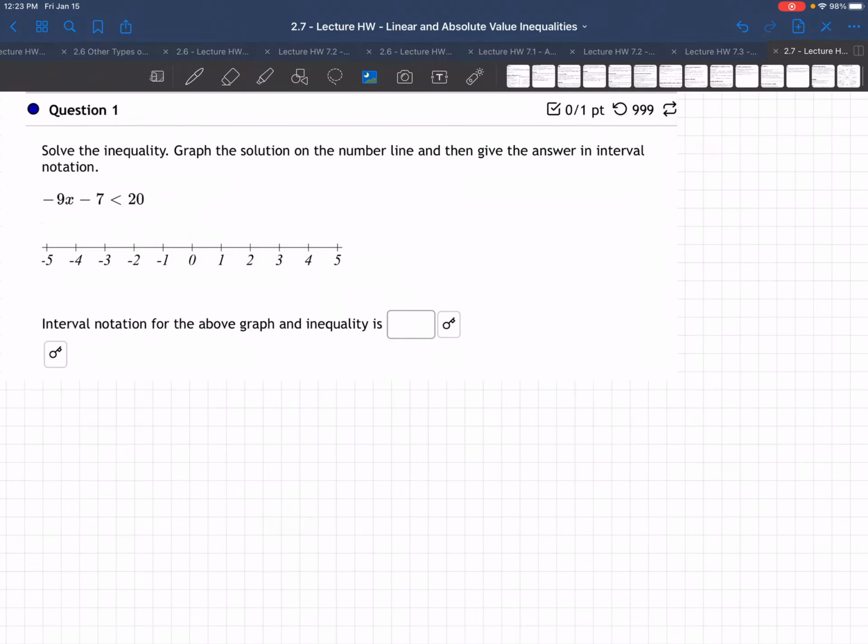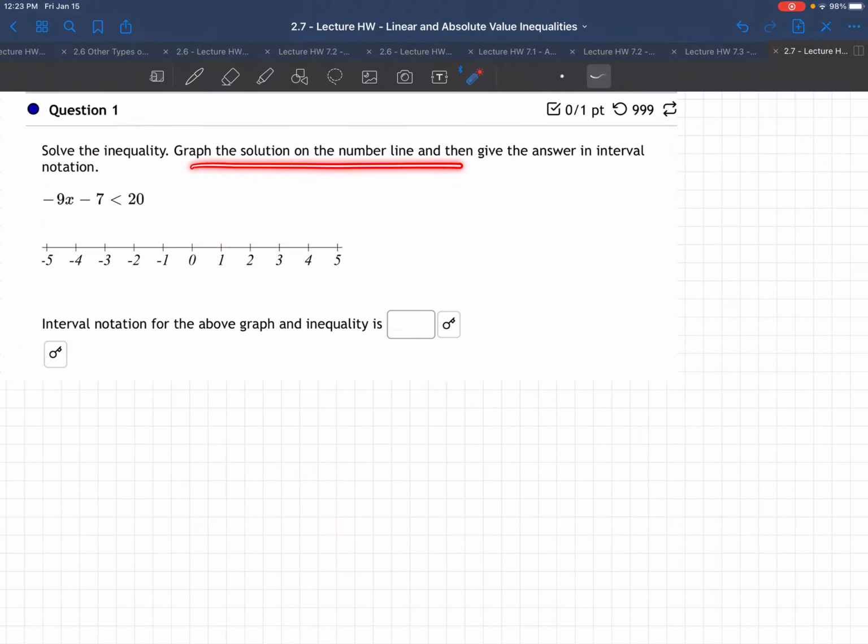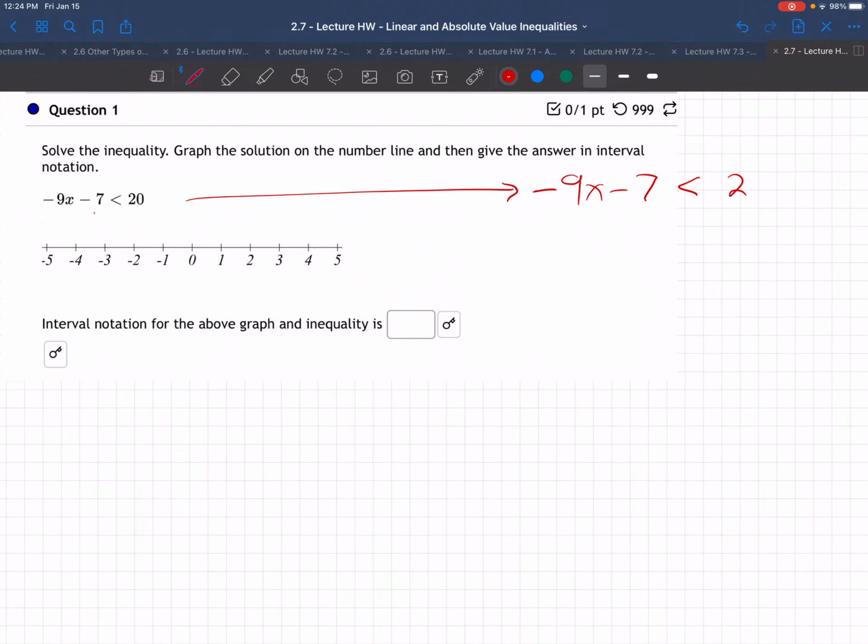Okay, welcome to a problem in which we are solving an inequality, graphing the solution on the number line, and giving the interval notation answer. Okay, so here's our inequality. Let me just bring it over here for us. Minus 9x minus 7 less than 20.